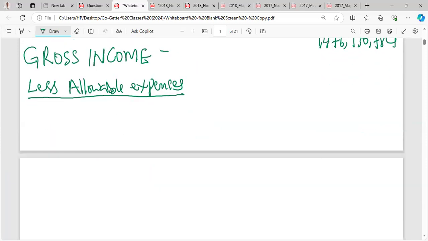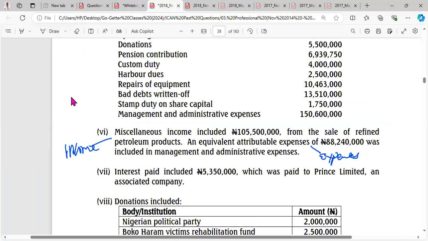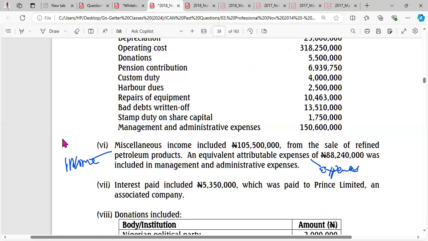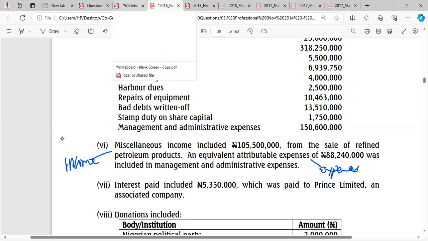All right, so what are they? The best way to start is to look at the additional information. So instead of looking at expenses in number 5, we'll look at additional information from below to see which one we'll first adjust. So we'll look at number 6 again. They said miscellaneous income includes this 105,500, which we use twice from the sale of refined oil, refined petroleum product, and equivalent attributable expense. So this is also a downstream expense, which we use twice when we are doing the downstream sector. 88,240 was included in management and admin expense. So management and admin expense will be the first thing we look at.